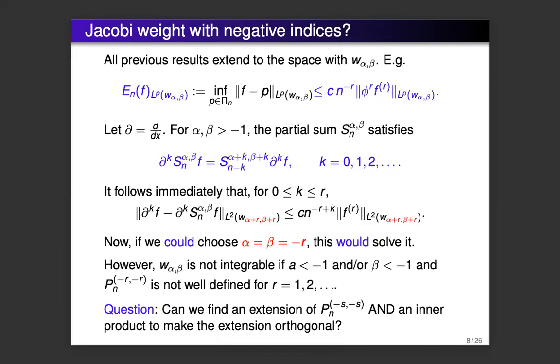So this is where the trick is. However, W alpha beta, remember, is (1 minus x) to the alpha times (1 plus x) to the beta. It's not integrable if alpha and beta are less than -1, and this is not well defined for alpha and beta equal to -1, -2, and so on. So we have a problem: the Jacobi polynomial is not well defined. So the question is, can we find an extension of the Jacobi polynomial somehow? But more importantly, can we define an inner product to make them orthogonal? We have seen that orthogonality really is the key for this type of problem.